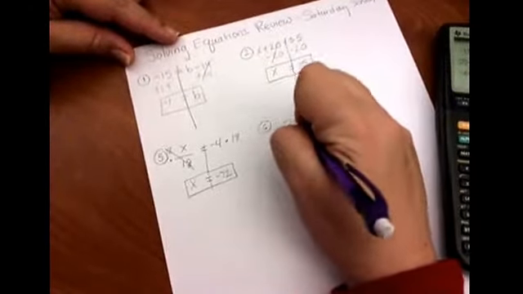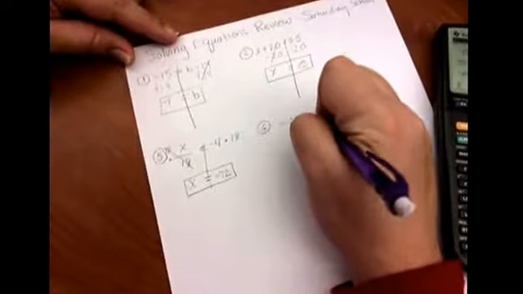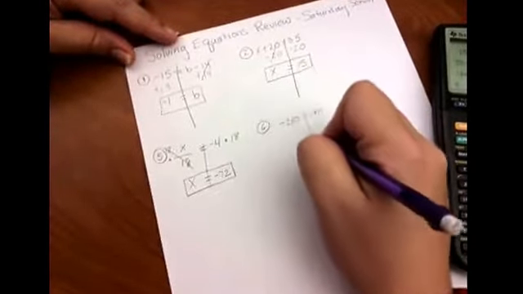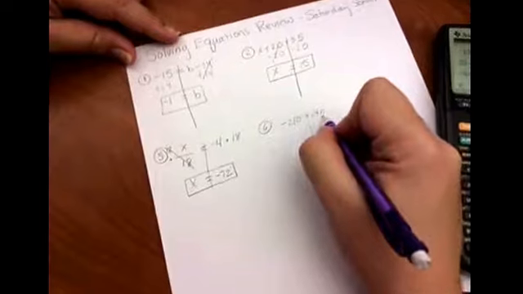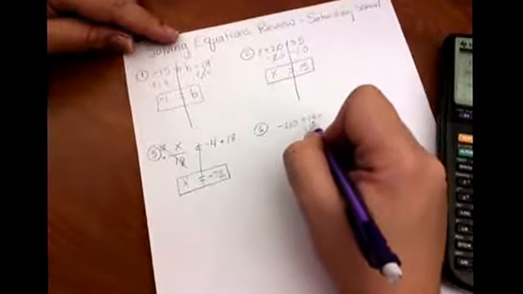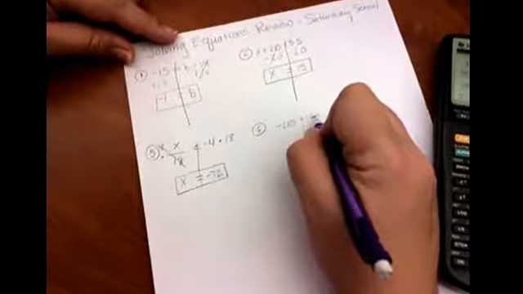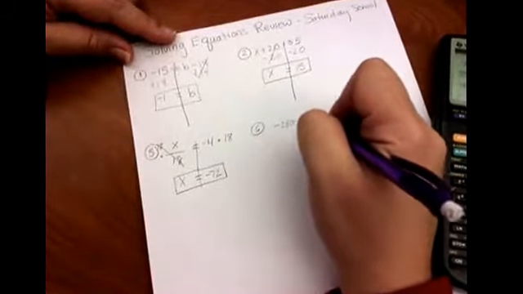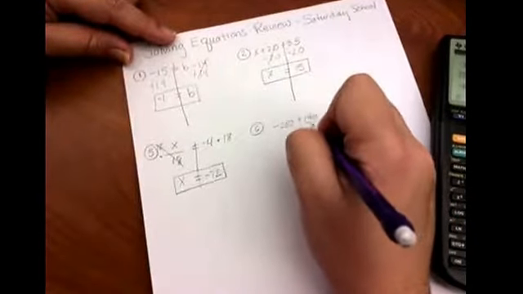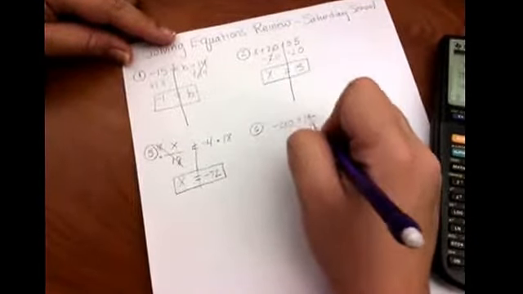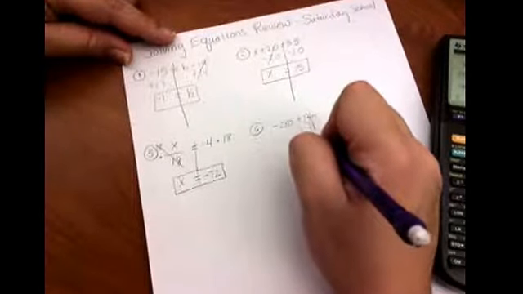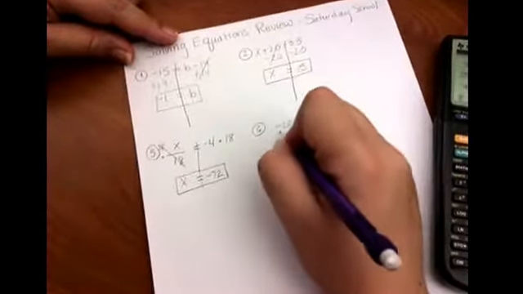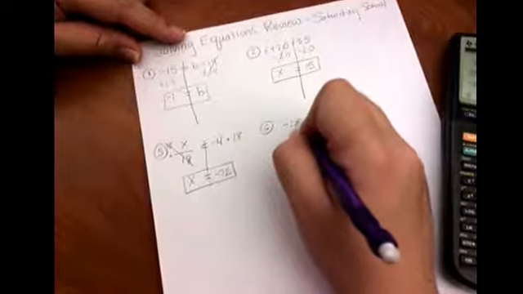Negative 280 equals 14n. Here's my variable. What's happening to the variable? They're multiplying it by 14. Anytime I have a number in front of the variable like that, that means to multiply. I know to undo multiplication, I do the inverse operation, which is division. So I'm going to divide by 14 to make that 1n. So if I divide on the right side by 14, I have to divide on the left side by 14.